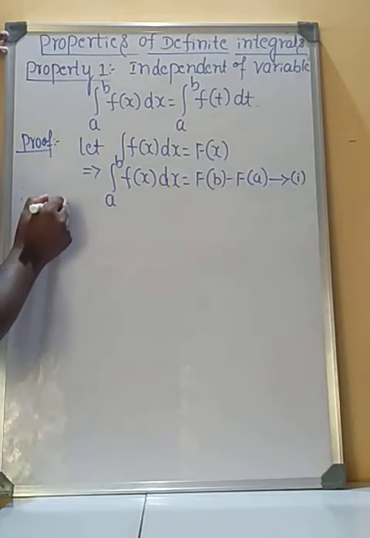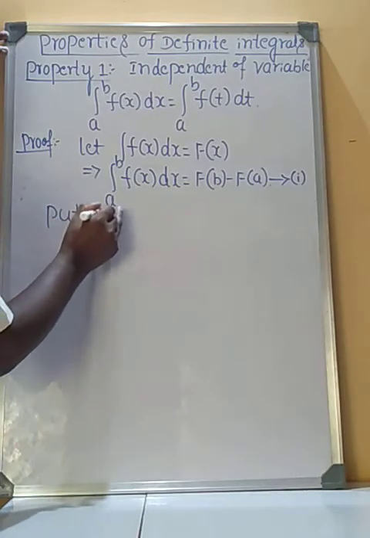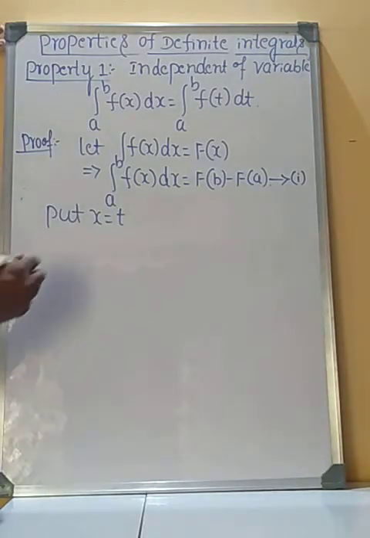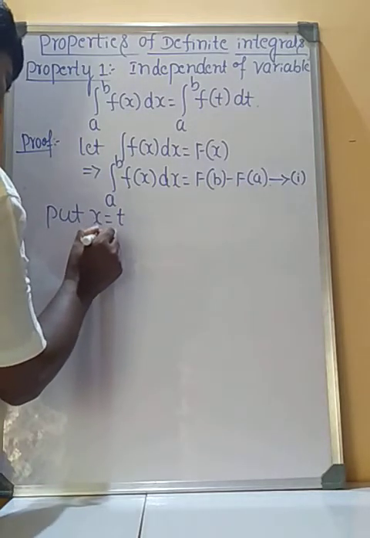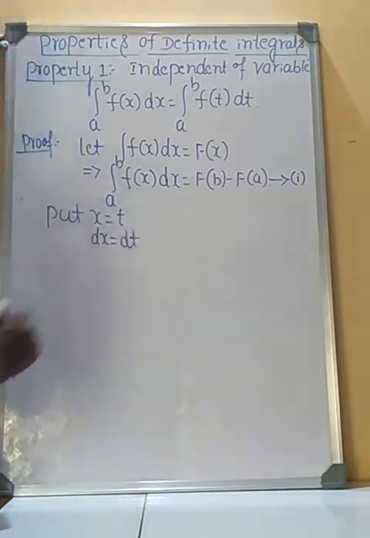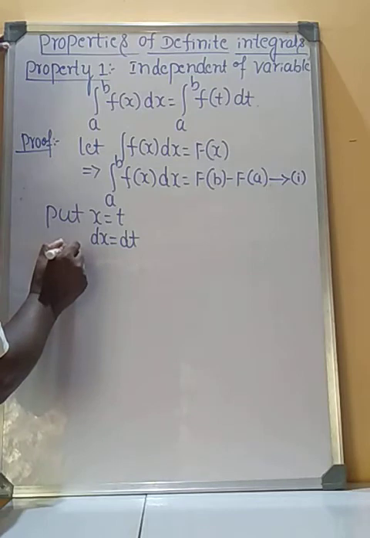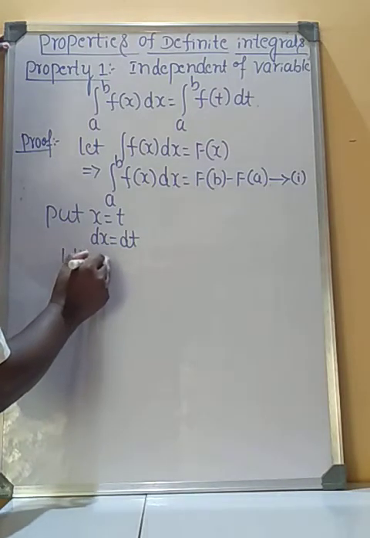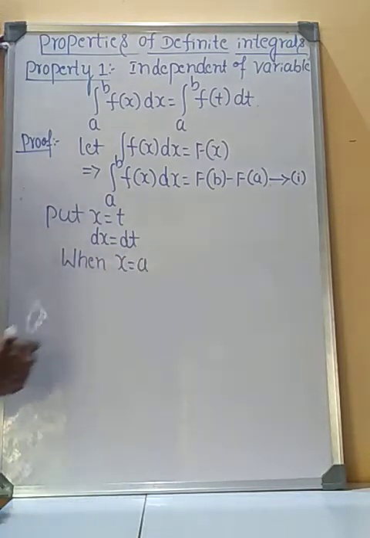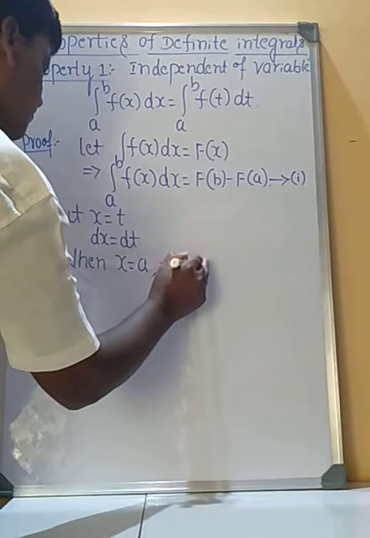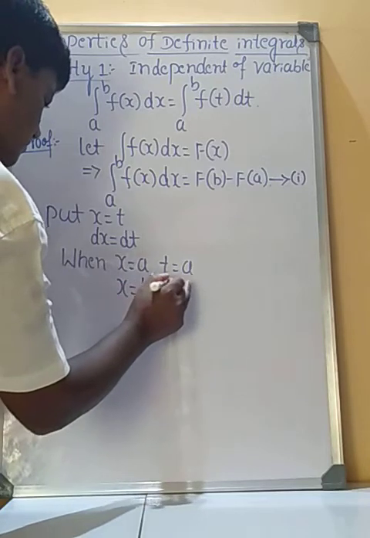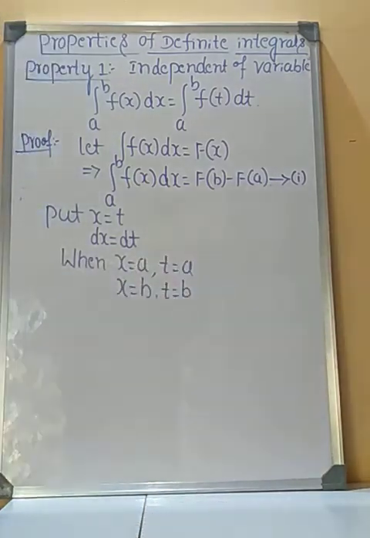So now put x equal to t. Differentiate with respect to x: dx is equal to dt. When x equals a, then t also becomes a. When x equals b, then t also becomes b.